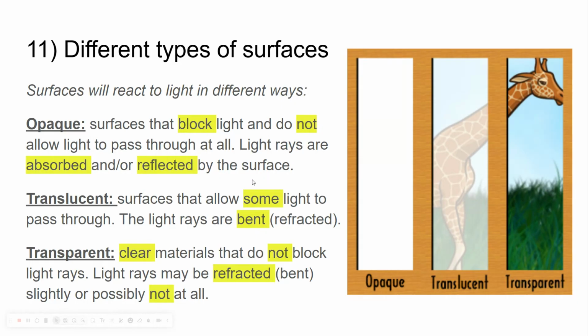Okay, we're going to talk about this later in other topics: why these surfaces react the way they do. Why transparent is basically invisible. Why translucent is kind of half. Why opaque is you can't have light go through it. We'll discuss that later, but it depends on refraction, reflection, and absorption. But again, that's for something later.